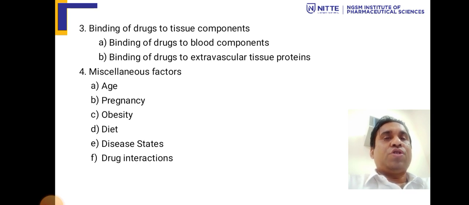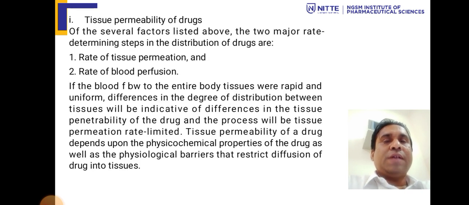Binding of drug to the tissue components takes place: binding of drug to the blood components, binding of drugs to extravascular tissue proteins, and then we have miscellaneous factors related to age, pregnancy, obesity, diet, disease state, drug interaction. Now let us see the first one, tissue permeability of drugs.